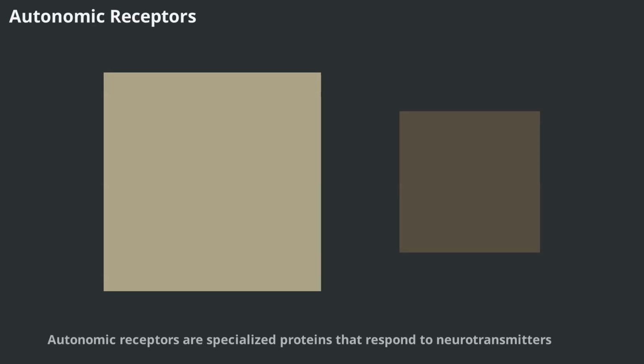Autonomic receptors are specialized proteins that respond to neurotransmitters. They can be divided into four main families: ligand-gated ion channels, G-protein coupled receptors, enzyme-linked receptors, and intracellular receptors. Each type plays a unique role in how cells respond to signals from the nervous system, allowing for a wide range of physiological effects.